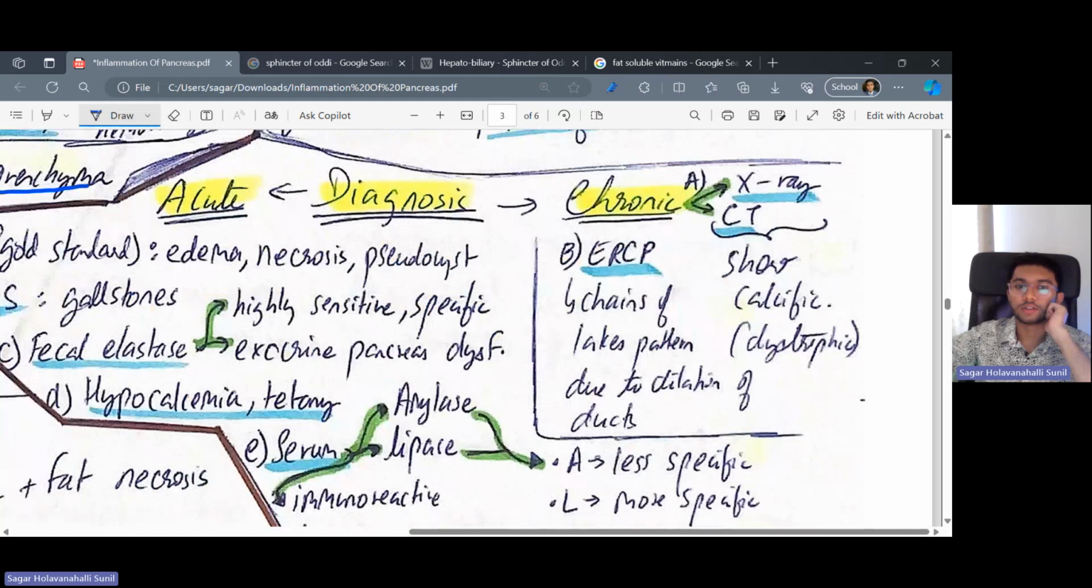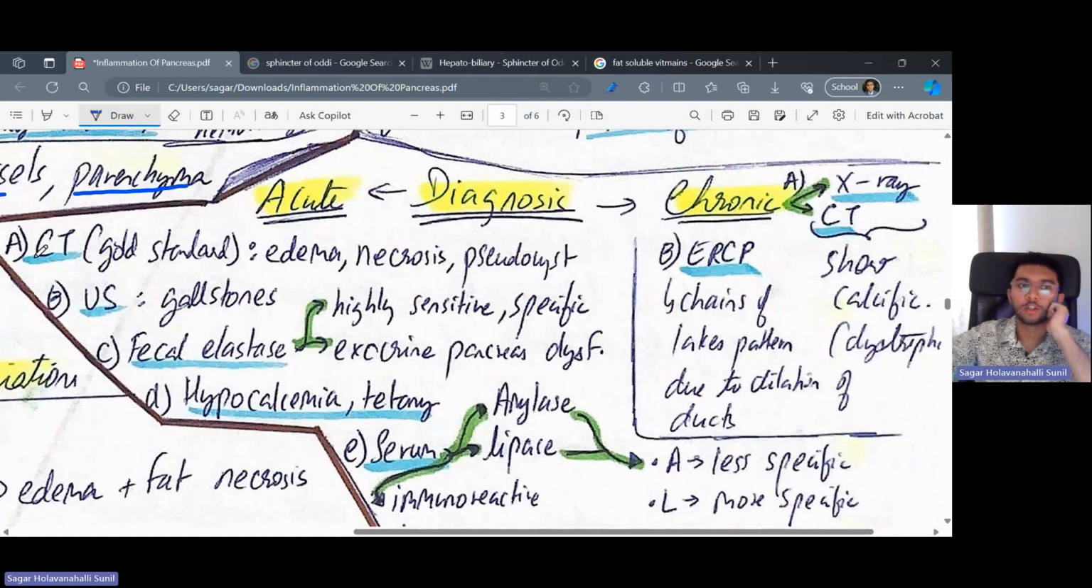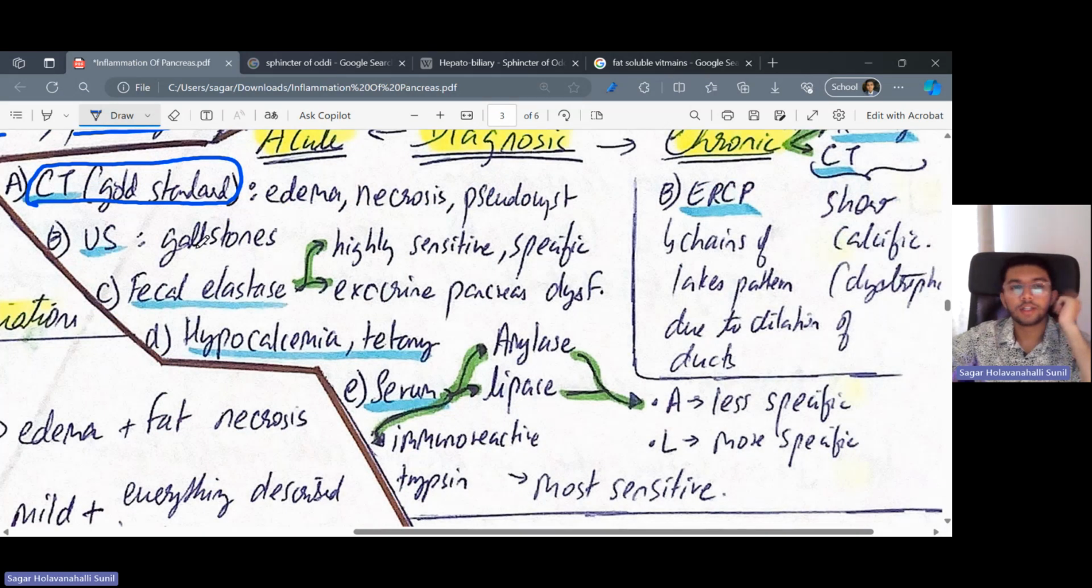Now let's go for diagnosis. In the case of acute, the gold standard is CECT. Okay, what do you see in the CT scan? Edema, necrosis, pseudocyst. Very obvious. Ultrasound, usually it's for gallstones. Okay, fecal elastase and hypocalcemia can also be identified.